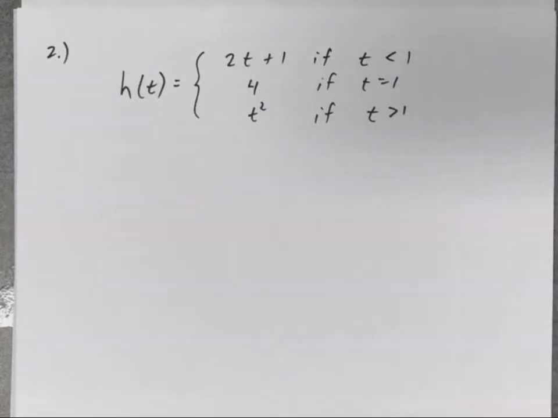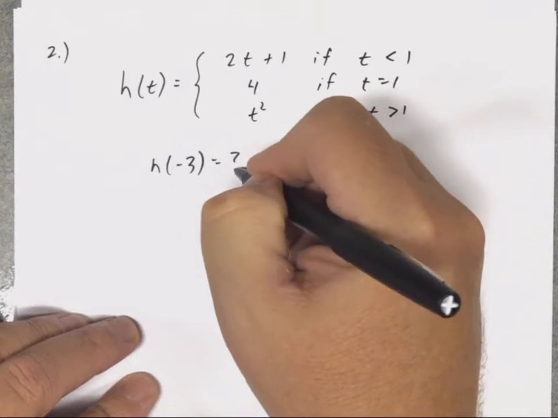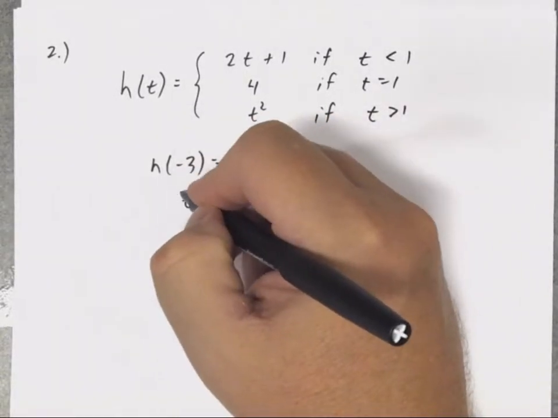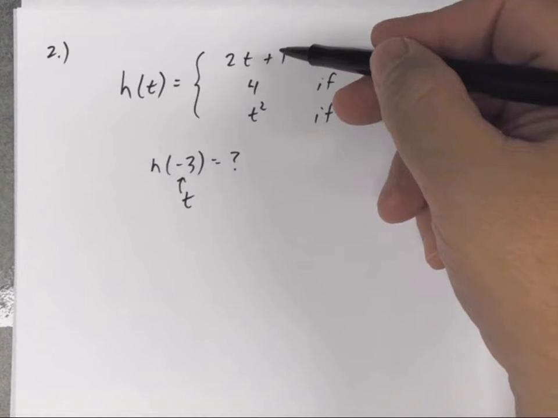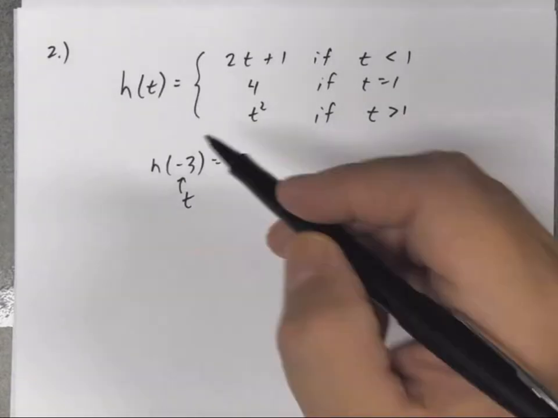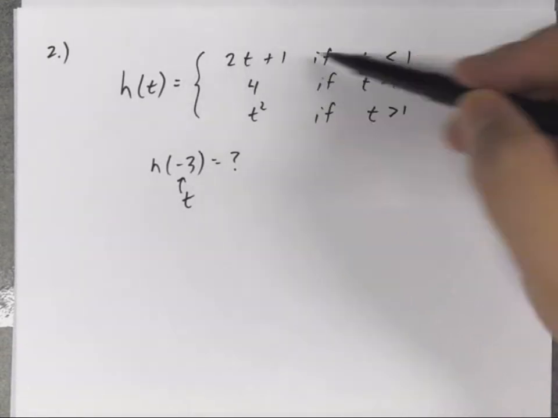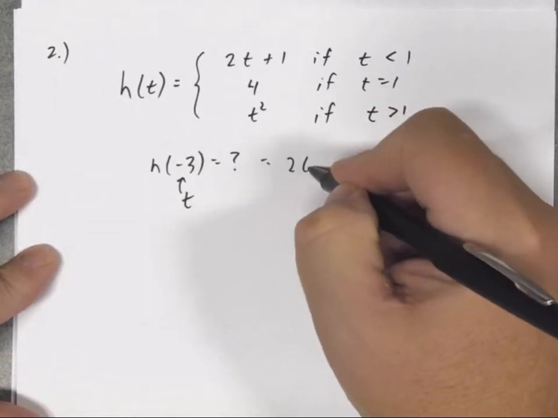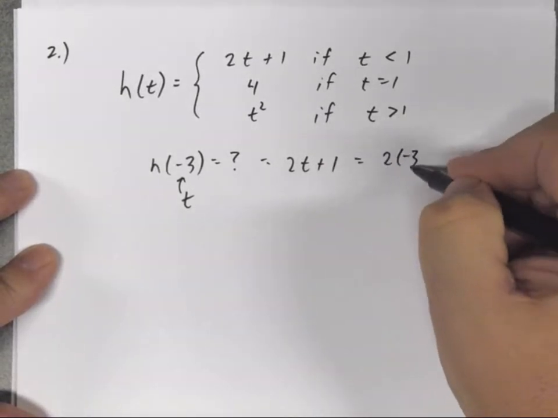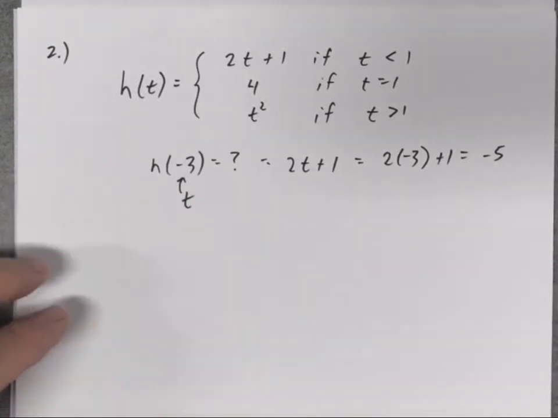So really the way these piecewise functions work, for instance, the first thing we're asked to determine is h of negative 3. With a piecewise function, the first thing you have to do is look at your value of t, and then figure out which expression is in play, which is the one you should use. So for t equal negative 3, obviously t is less than 1, so I'm going to use the first expression. Just to make it very clear, I could write it out. And now I plug in a negative 3 for t. It looks like h of negative 3 is negative 5.